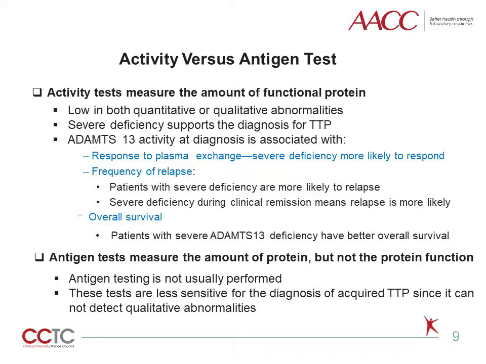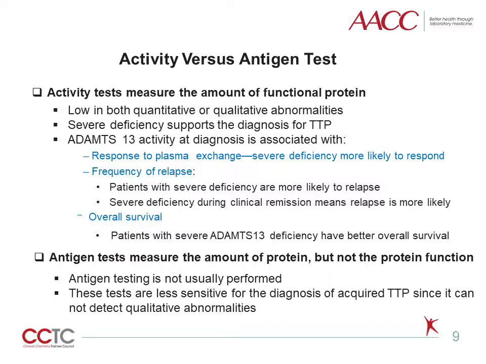The activity tests measure the amount of functional protein. It is low in both qualitative and quantitative abnormalities. A result with severe deficiency supports the diagnosis of TTP. ADAMTS13 activity at the diagnosis is associated with response to plasma exchange, so patients with severe deficiency are more likely to respond. The activity level is also related to the frequency of relapse, so patients with severe deficiency are more likely to relapse, and severe deficiency during clinical remission means relapse is more likely.